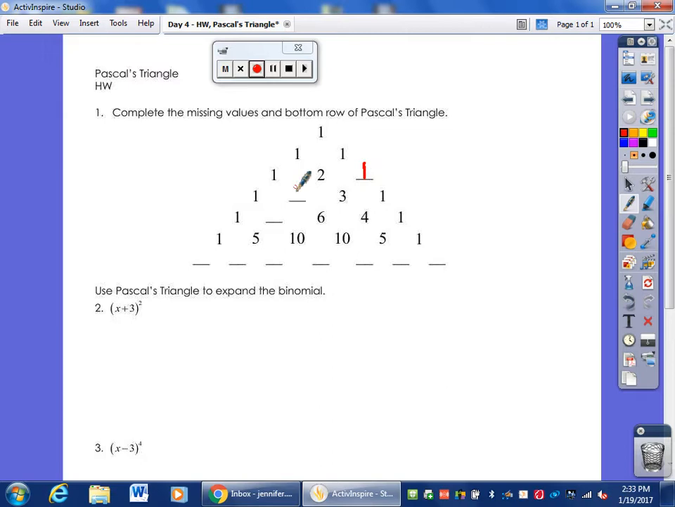So 1 plus 2 would make 3. And then in order to get this one, 1 plus 3 would make 4. And then for the last row, you know that this is a 1 and this is a 1. It's the 6th row, so these are both 6s.